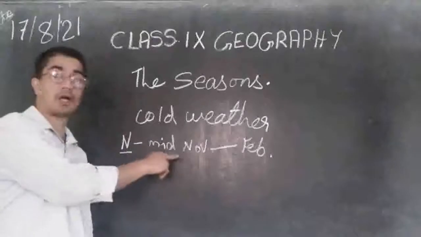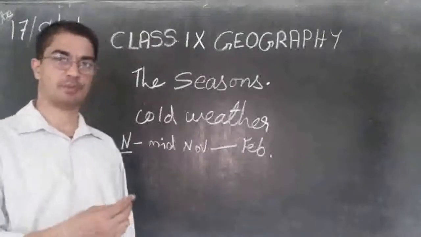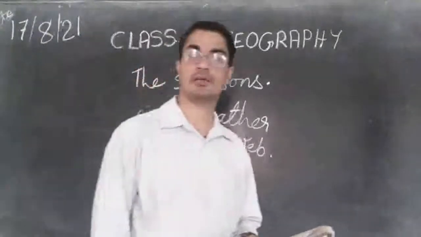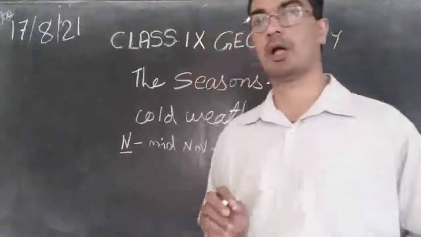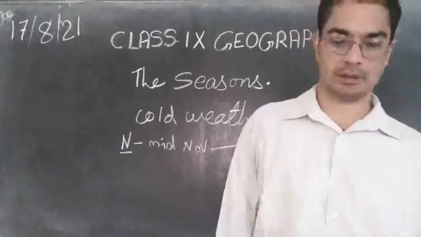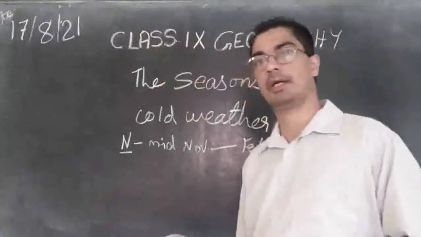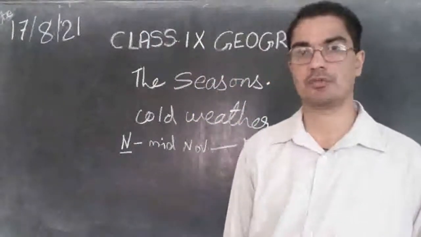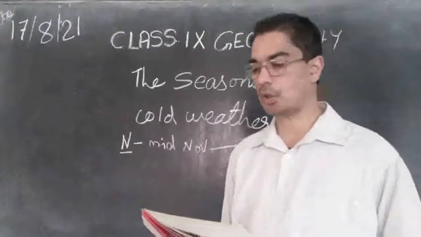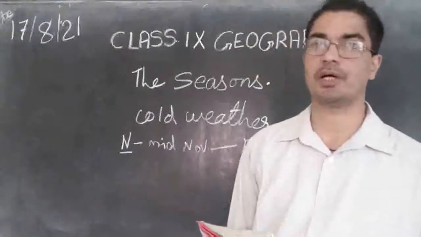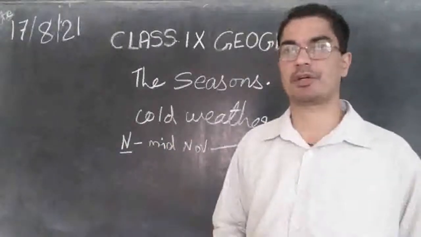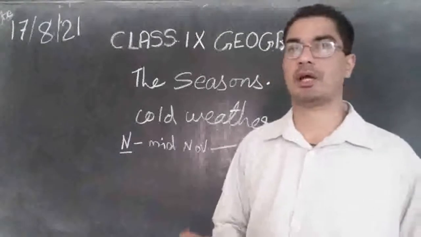It starts from mid-November, maybe the 15th, the second week of November, and goes up to February. People living in the north experience this severe cold weather from the middle of November to February, almost 3.5 months. December and January are the coldest months in the northern part of India, when the people of the north experience the severest cold.